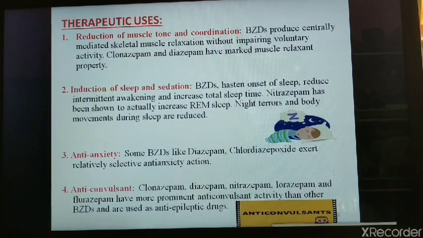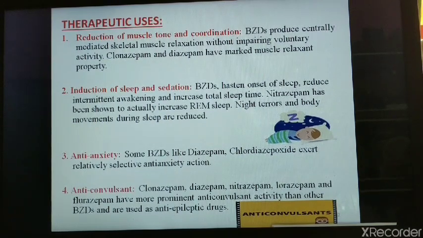Benzodiazepines are often used as anti-anxiety drugs for treating acute anxiety states. For example, diazepam and chlordiazepoxide are widely used, but nowadays their use is declining because recent studies are showing that antidepressants coupled with behavioral therapies are more effective than benzodiazepines.